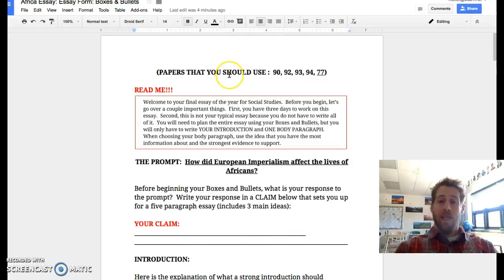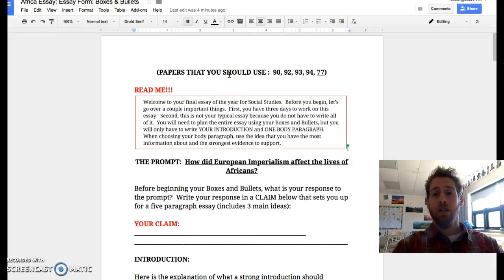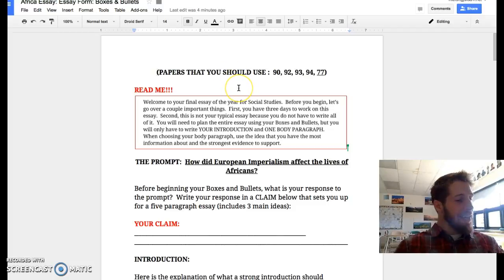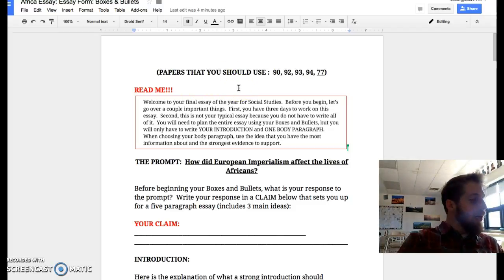Right at the top, papers that you should use. So literally the papers that should be right next to you: 90, 92, 93, and 94. They all have stars on them. You should have those 4. 77 you do not have. I do. Looks like this.